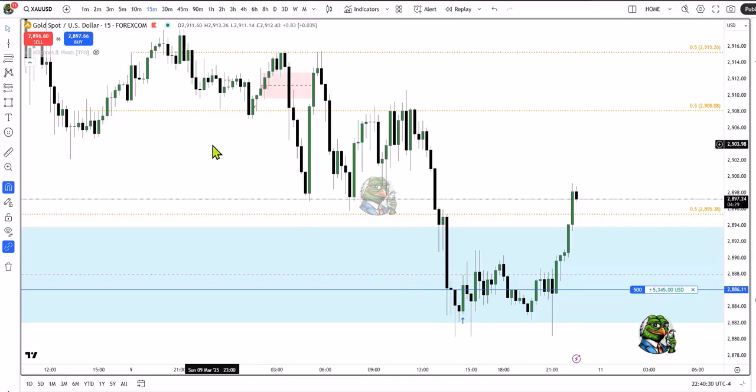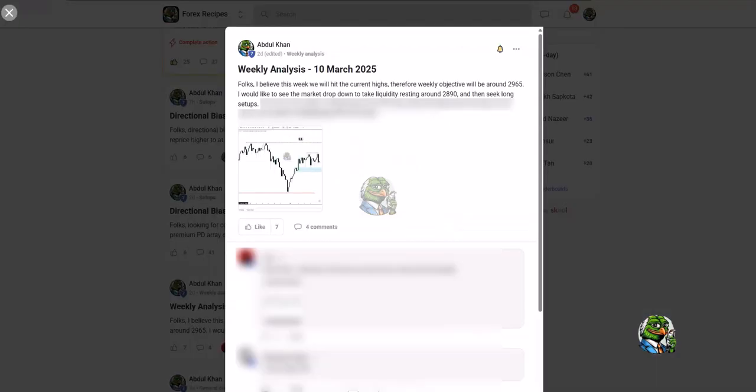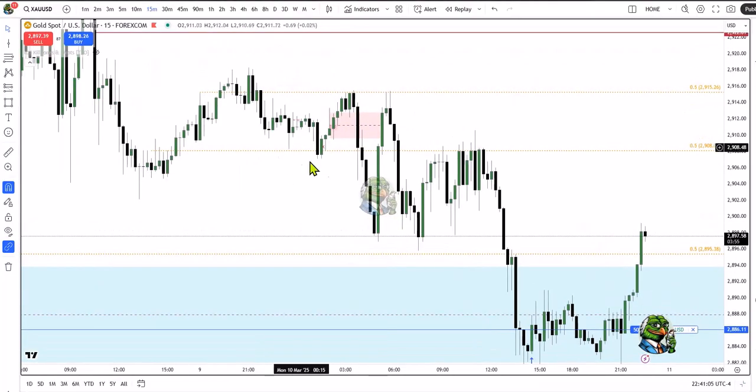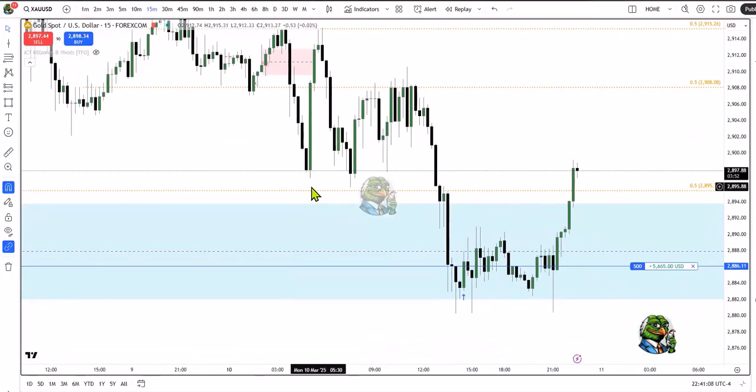Before I talk about the rationale for the entry, let me just show you what we have been doing inside of VIP. We've had an amazing week so far. At the start of the week, I provided students with the overall objective that we are looking for a movement up to around 2965. I mentioned that first I would like to see the market drop down to 2890, and that's where we're going to be looking for a long setup. You can see the market has dropped a bit beyond 2890.